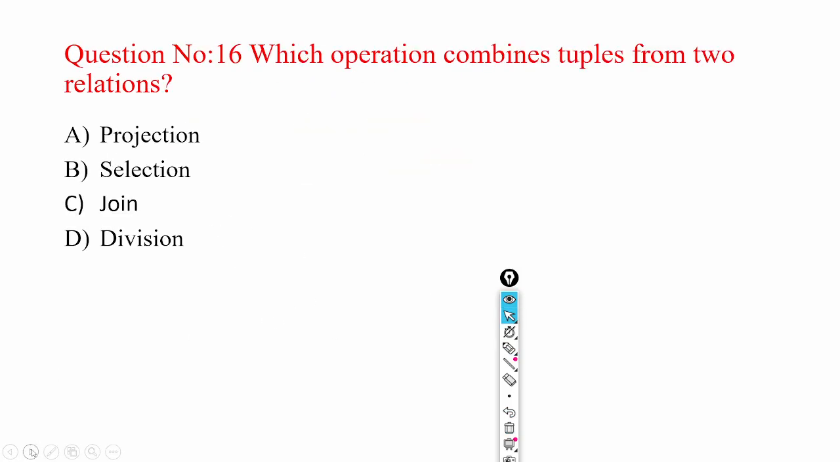Moving to question number 16. Which operation combines tuples from two relations: projection, selection, join, or division? The correct answer is option C, join.